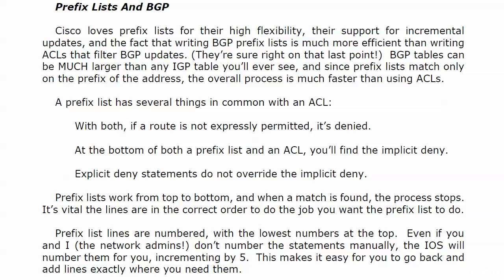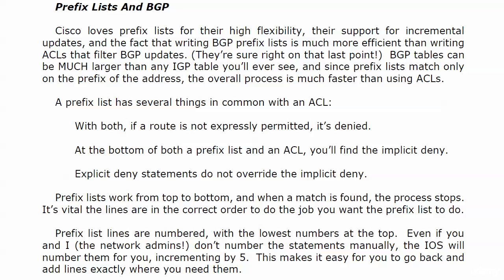Because BGP tables can have thousands of entries. They're going to be much larger than any IGP table you work with. And the thing with prefix lists, they of course are matching on what? The prefix of the address. And therefore the overall process is much faster than using ACLs.